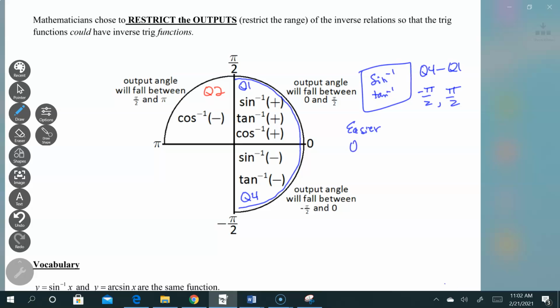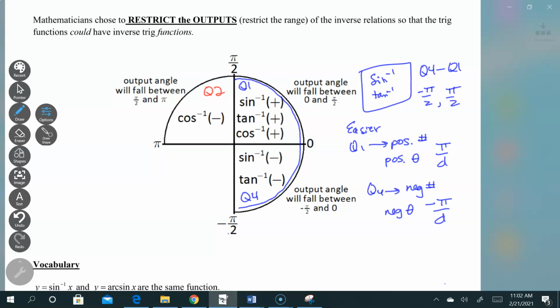Much easier, because when we're in quadrant 1, we have positive numbers, and we also have positive angles. And all the angles will look like pi over denominator. When we're in quadrant 4, we have negative numbers, and we're going to have negative angles, and those angles will look like negative pi over a denominator.